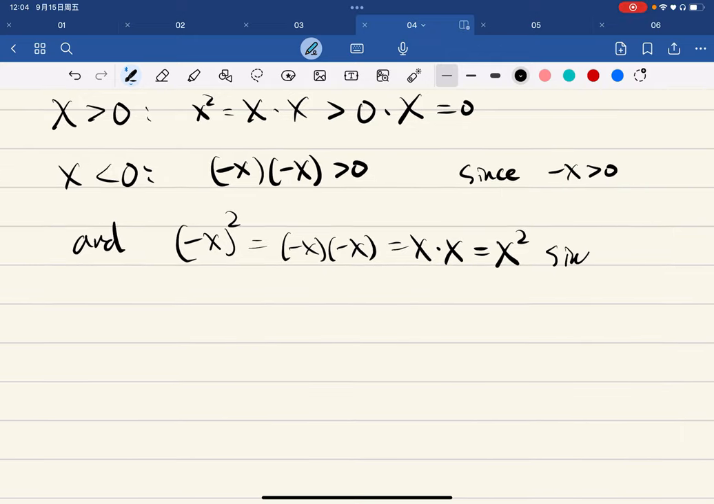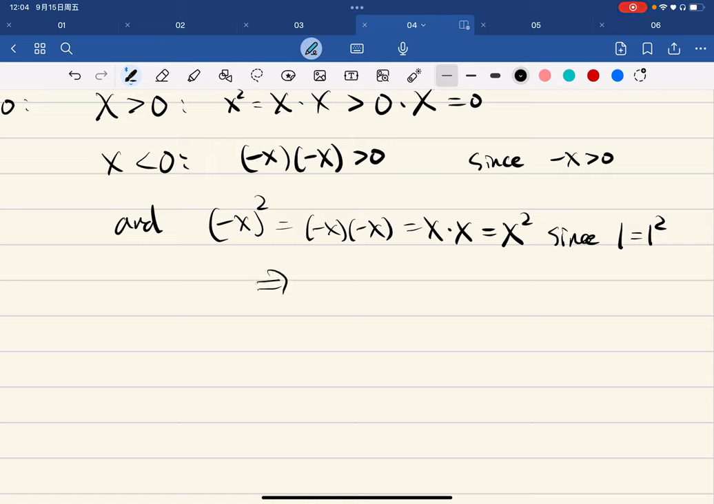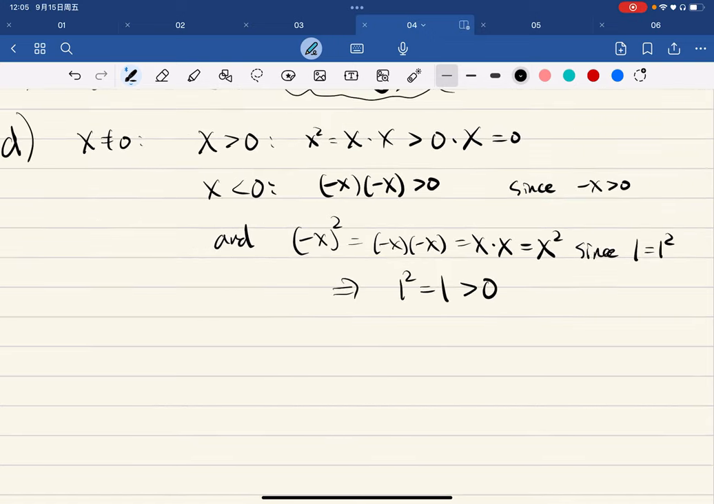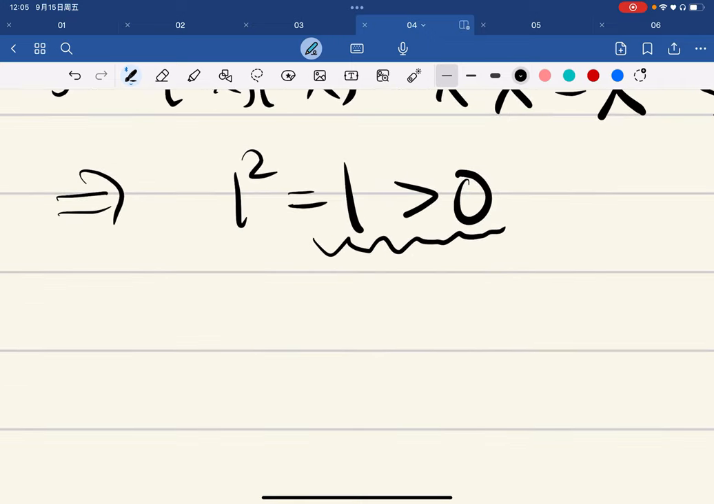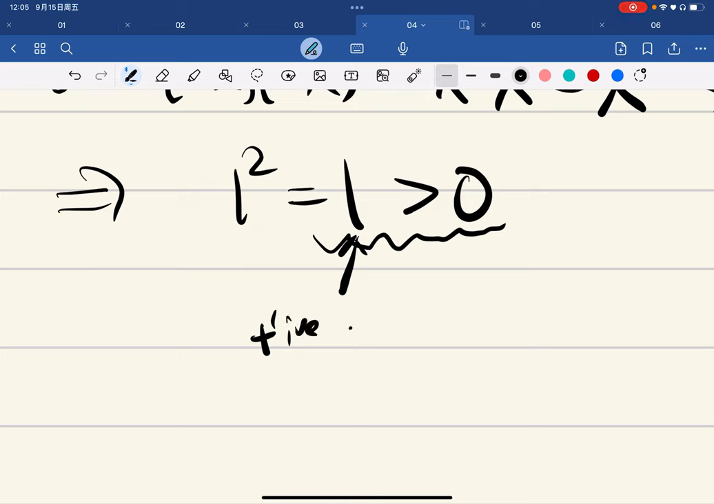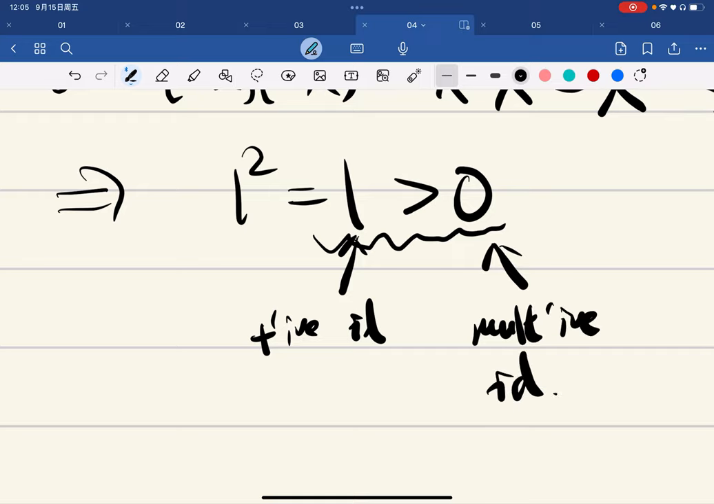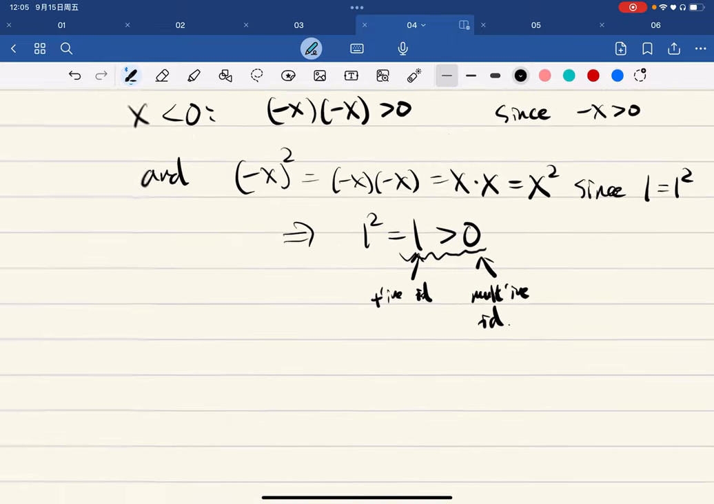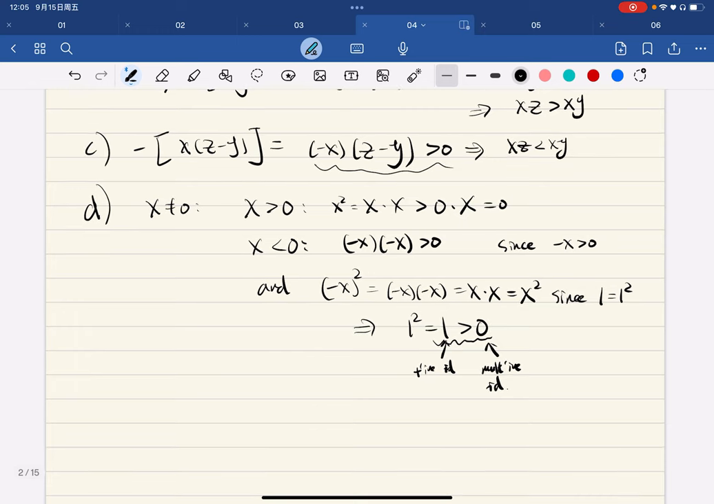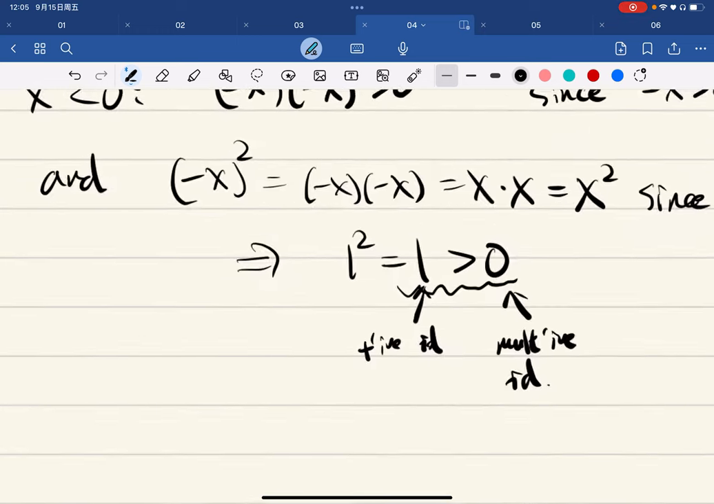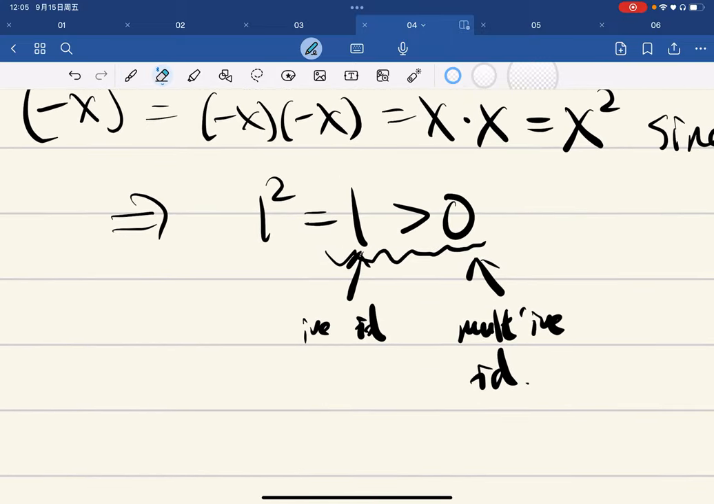And since 1 equals 1 squared, we have 1 squared equal to x squared, greater than 0. This is really important: the 0 is the additive identity, and the 1 is the multiplicative identity. They're different. This is the other way around: one is the multiplicative identity, and zero is the additive identity.